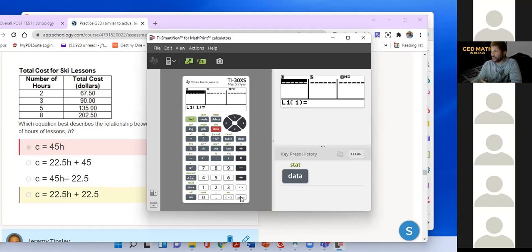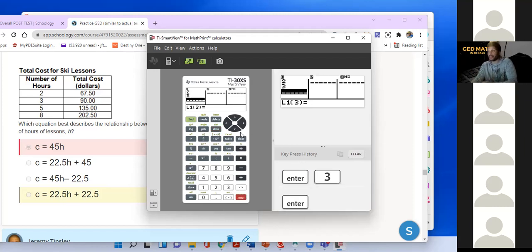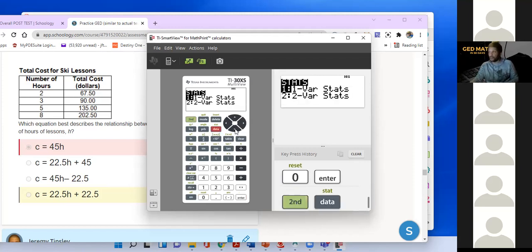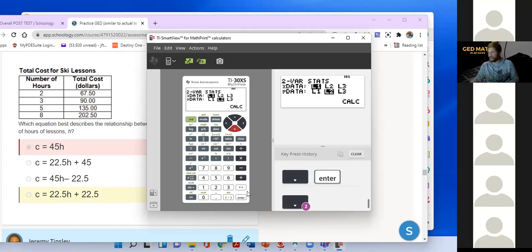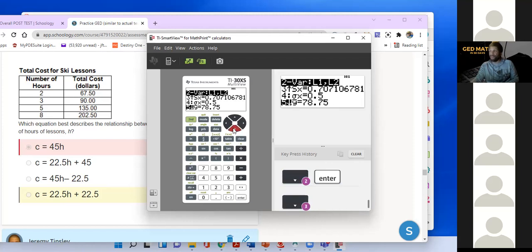My first X is 2, enter, 3, enter. I got my X's in. Hit my right arrow, put my Y's in. 67.5, enter, 90, enter. I now entered my 2 points. Second, data, 2 variable, calculate, and go down to A and B. Look at that.